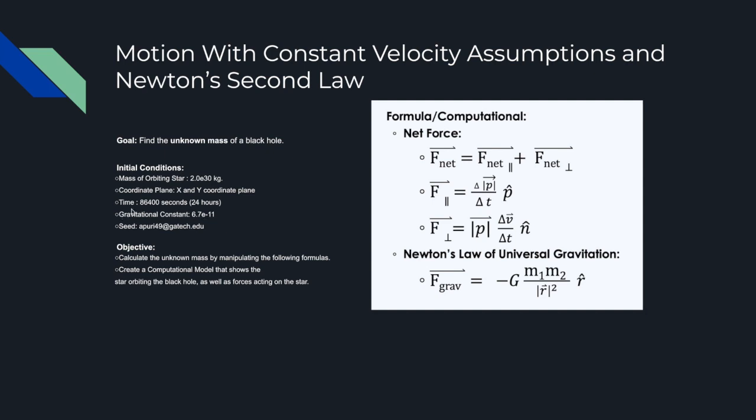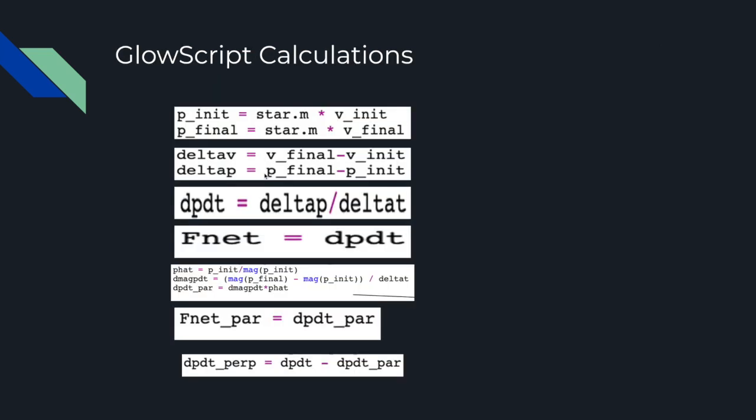Our gravitational constant is here. Our time is a day, which is 86,400 seconds. On the xy plane, the mass of the orbiting star is 2 times 10 to the 30. And using these numbers, we will calculate the unknown mass in our computational model. Calculations that we have to input in order to document the motion of the star orbiting the black hole.